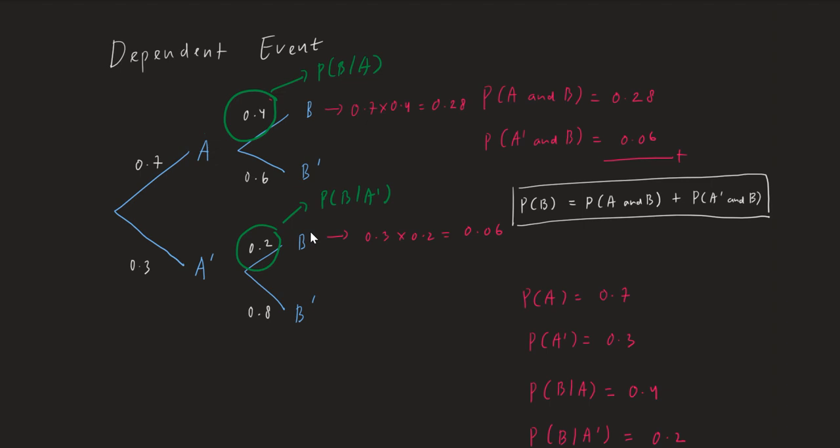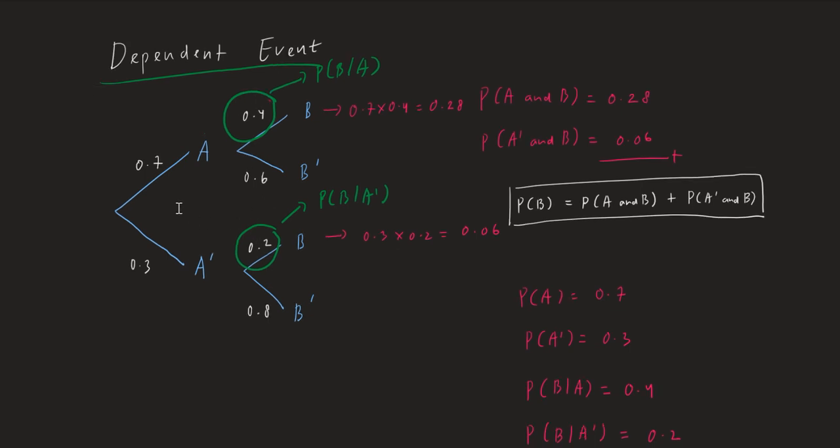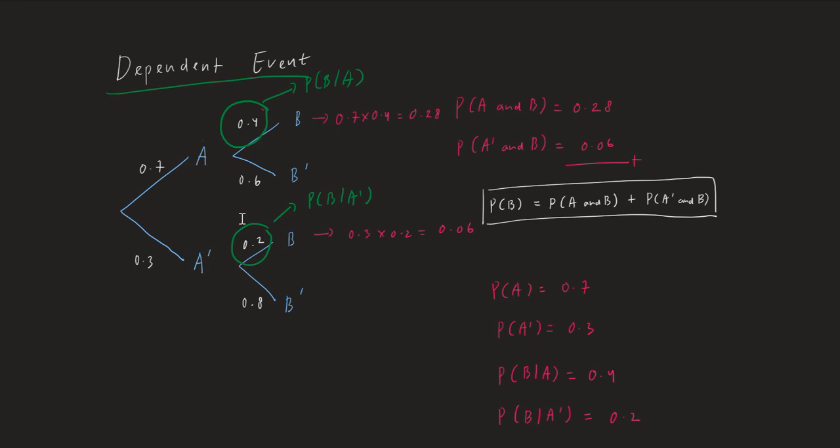It's a dependent event, because the probabilities are different. B, given that A has to happen first, makes it a dependent event. Because A had to happen first, and then B could happen. Not like that, I mean like this.